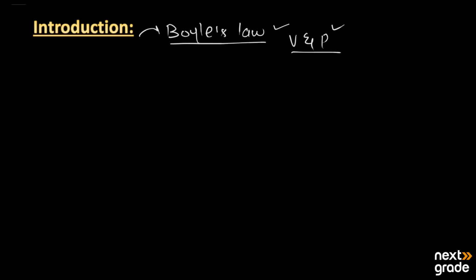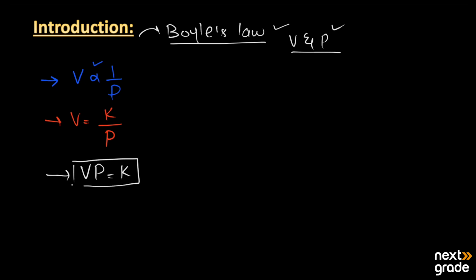Before the start of the calculations, you must know the mathematical form that has been proposed by Boyle's law. V is inversely proportional to the pressure, and by removing the proportionality, we gain V is equal to K over P, and at the end the relationship is V into P is equal to K. So K is equal to V into P, where the product of volume and pressure is a constant value.